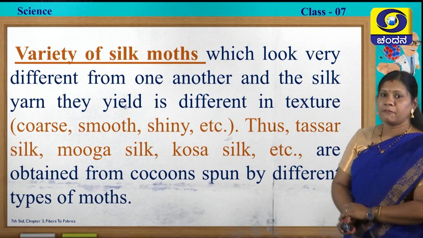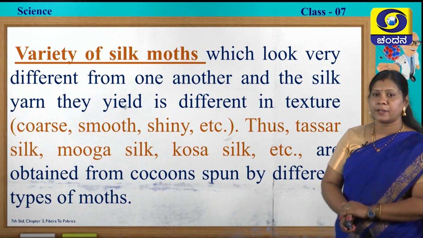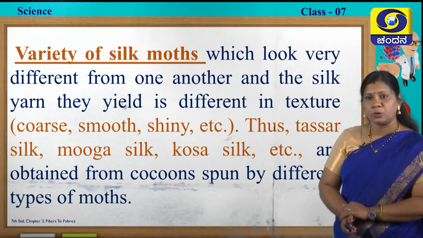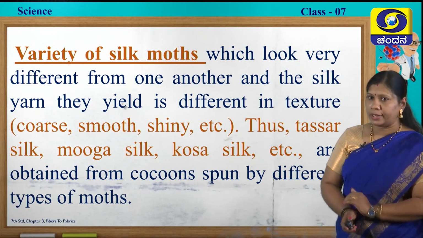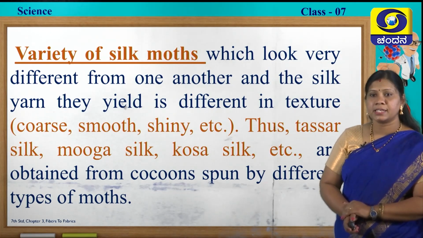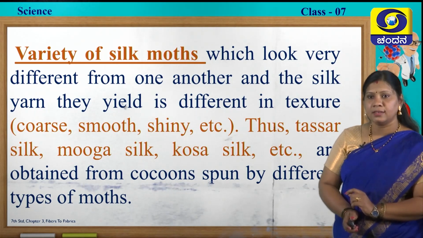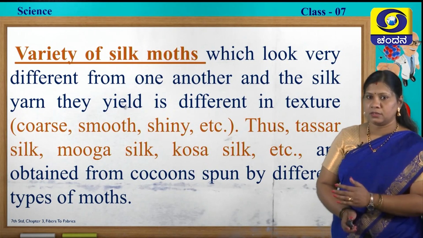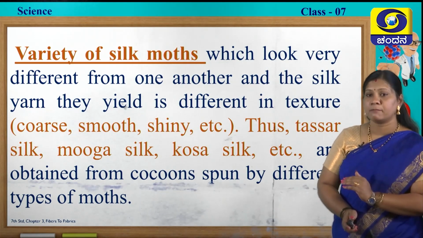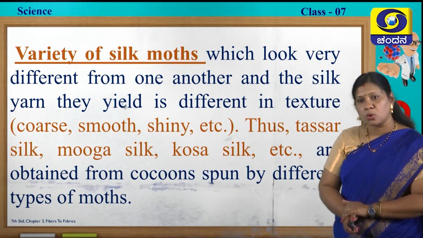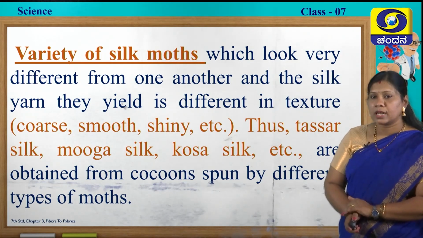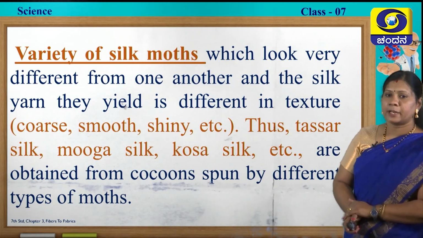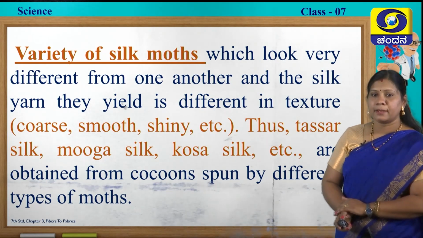Now, we can see a variety of silk moths which look very different from one another. You can see even your mother's silk sarees or father's dhotis look very different from one another, and the silk yarn yield is different in texture also. When you touch a particular silk, you can see the difference. Some silk will be smooth, some shiny, or some coarse. Thus, tussar silk, Muga silk and Kosa silk, etc. are some kinds of silk obtained from the cocoon spun by different types of moths.